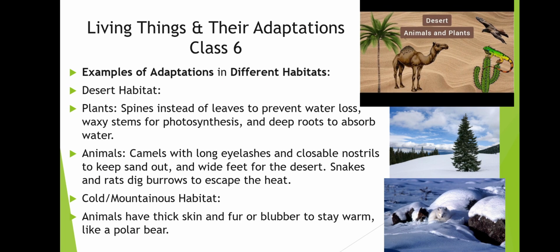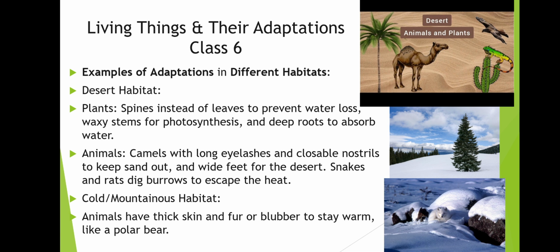Living things and their adaptations, class 6. Examples of adaptations in different habitats. Desert habitat. Plants: spines instead of leaves to prevent water loss, waxy stems for photosynthesis and deep roots to absorb water. You can see this picture in which there is a camel as well as the desert plant, which is opuntia, the cactus plant.